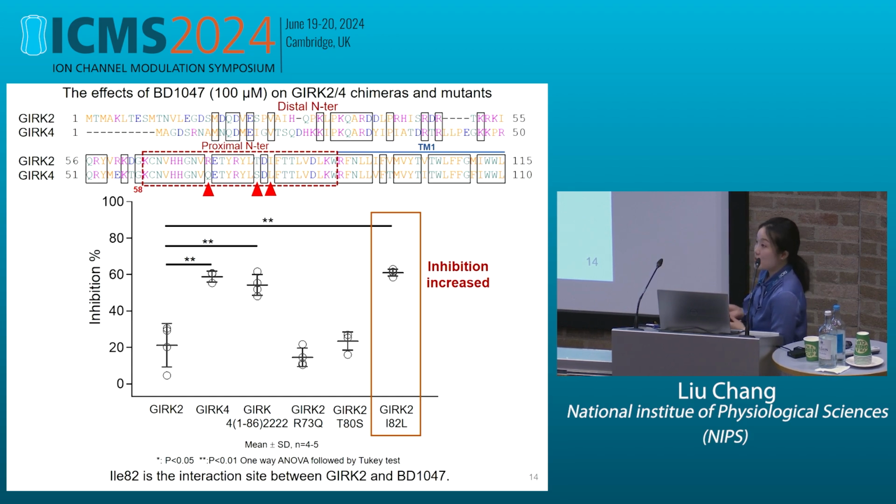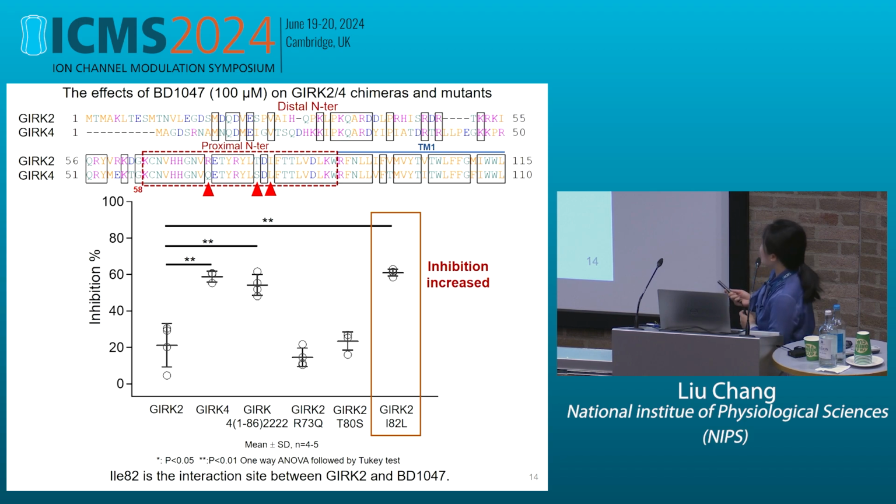Then we focused on the proximal N-term to search for the binding site. This is the sequence alignment between GIRK2 and GIRK4. And this arginine is the starting point of transmembrane 1, so before that, it is N-term. We highlight this proximal N-term we found to be important, and you can find only 3 different amino acid residues. So we mutated all of them and found this isoleucine on GIRK2 is quite important.